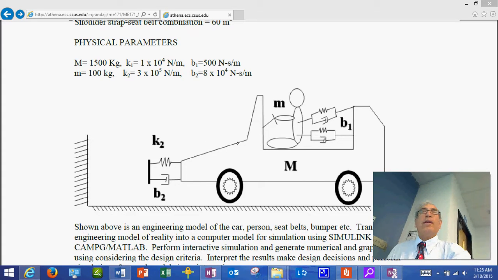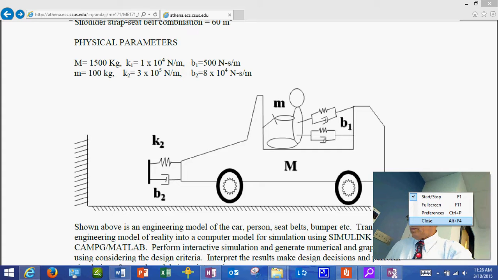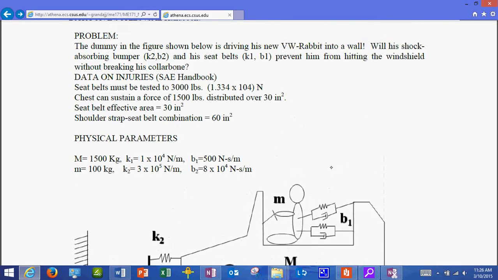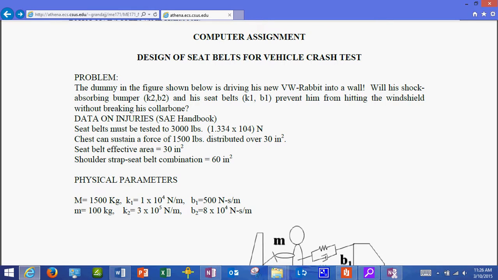Your mission is to design the seat belts and the bumper of this car so that he doesn't get injured, and also that we are going to measure by not allowing the seat belts to let him crash into the windshield over here, and also maintaining a certain force on him that would not injure him. So let's take a look at this as the problem statement here.